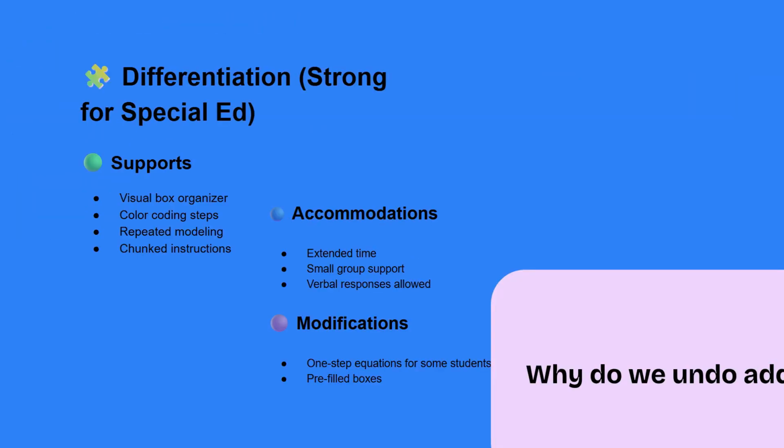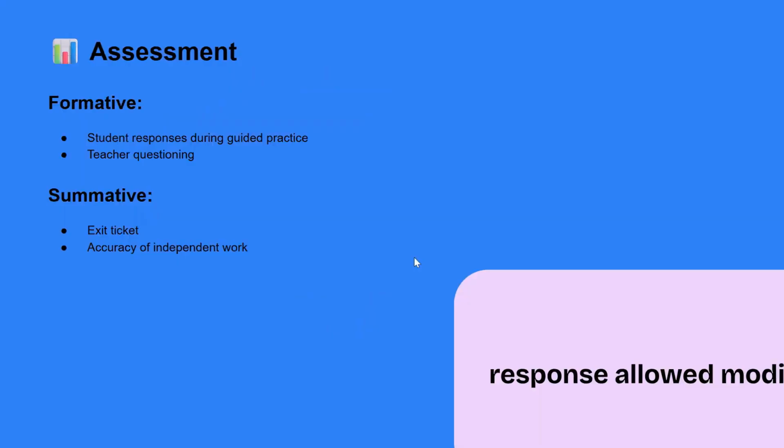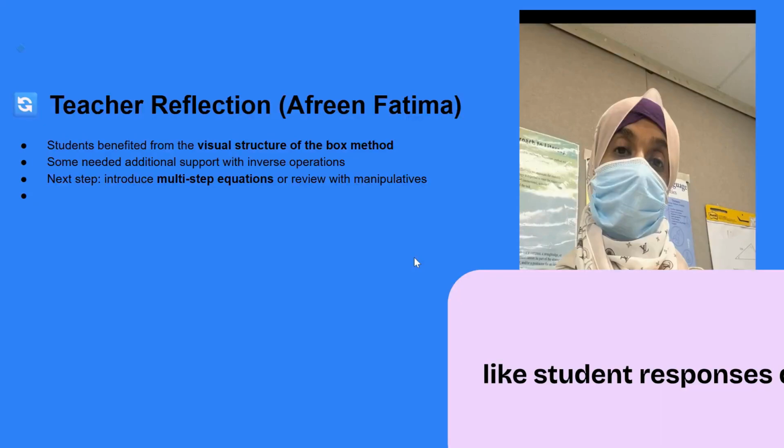And differentiation is strong for special ed because it supports a visual box organizer, color coding steps, repeated modeling, and chunked instruction. Accommodations would be extended time, small group support, and verbal response allowed. Modifications would be one step equations for some students and pre-filled boxes. And assessment will be formative: student responses during guided practice and teacher questioning. Summative will be the exit ticket and accuracy of independent work.